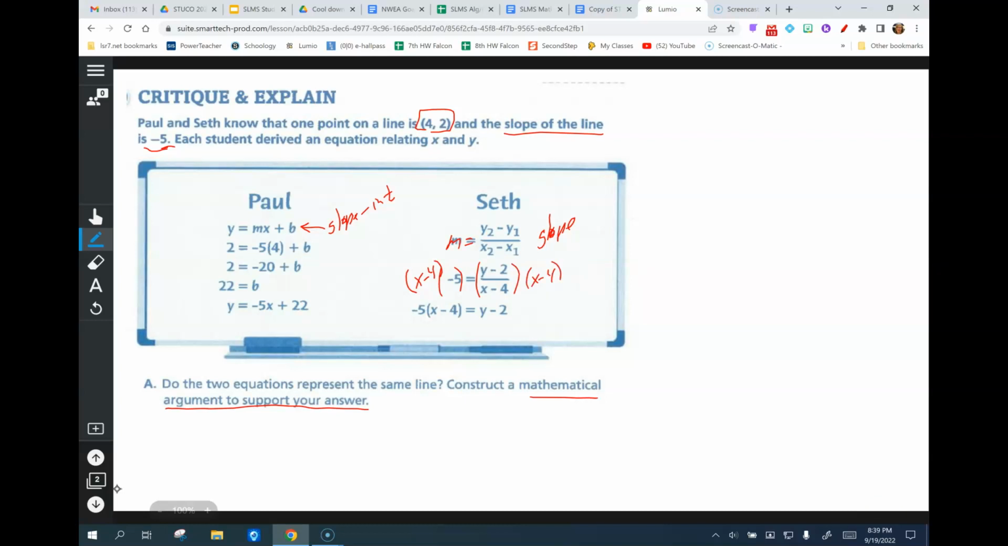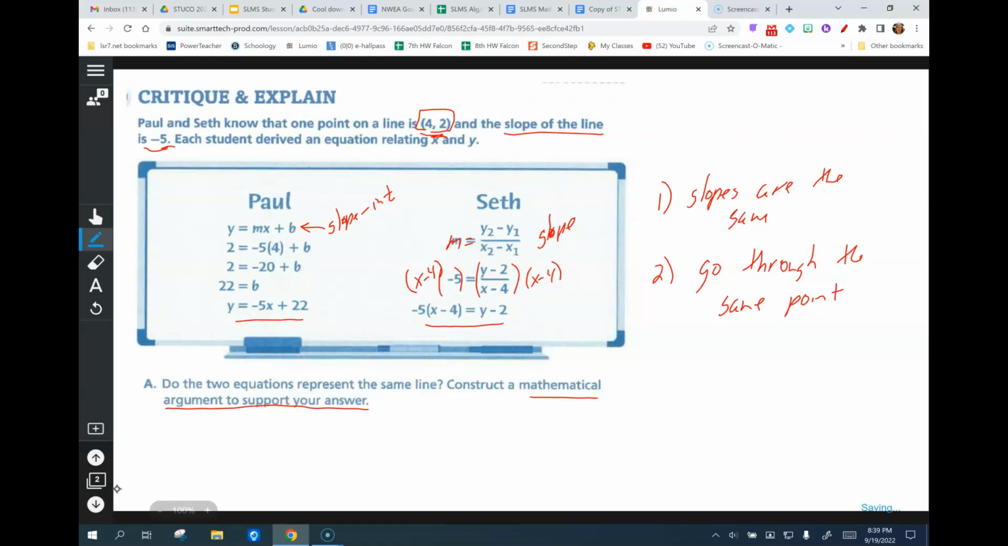Okay, do the two equations represent the same line? Construct a mathematical argument to support it. Well, first, the slopes are the same. And second, they go through the same point. And that same point happens to be (4, 2). So it's looking like they would be equivalent equations, even though they're written differently.